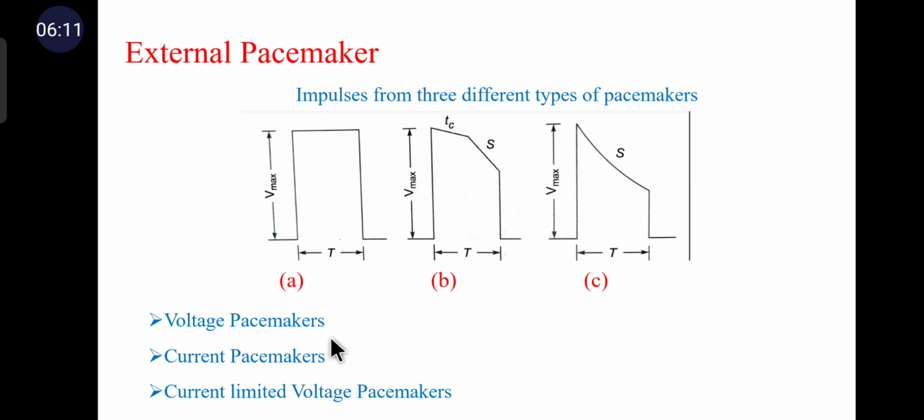When you go for the last one, current limited voltage pacemakers, this is primarily a voltage circuit, but the maximum current in the circuit is limited, preventing too large a current impulse from circulating when there is a low resistance in the electrode circuit. With these pacemakers, during the first part of the impulse, the current in the circuit is determined by the internal resistance of the pacemaker. But during the second part of the impulse, the current in the circuit is determined by the voltage available, that is, the constant voltage version.